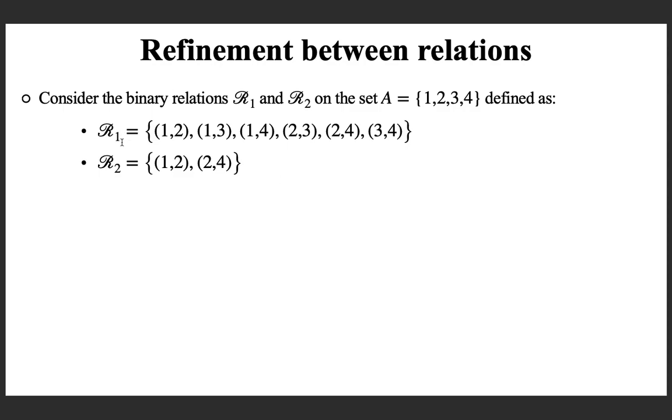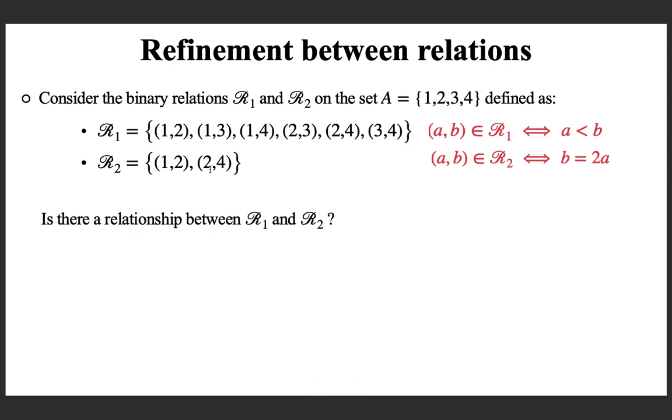Consider the binary relations R1 and R2 on this set, and here R1 is defined as this: A is related to B if and only if A is less than B. You can verify that it is true for every pair, and these are the only pairs satisfying this equation. And R2 is defined as A is related to B if and only if B is nothing but 2 times A, and these are the only pairs. So relations are clear. Now can you see any relationship between R1 and R2?